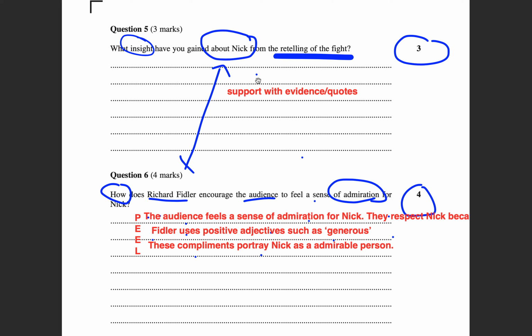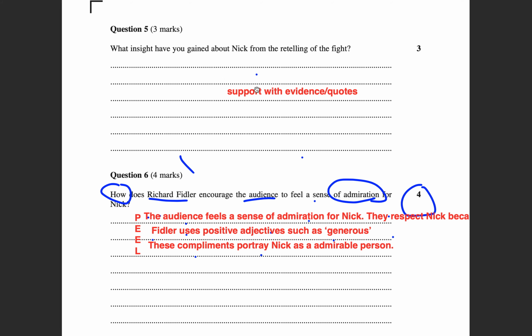Question 5. What insight have you gained about Nick from retelling the fight? This is a 3-mark question. So insight means if I say I've gained some insight from you, it means I've learned something from you. So what did you learn about Nick when he retells the fight? Not a fight, but the fight, which means you need to listen out for him telling us a story about a fight he was involved in, or maybe he saw. So you need to listen carefully to what he says.